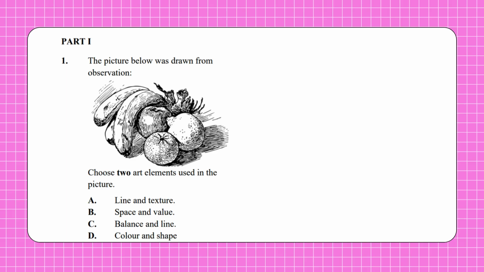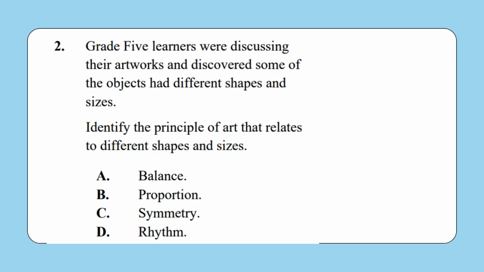One. The picture below was drawn from observation. Choose 2 art elements used in the picture. A. Line and texture. B. Space and value. C. Balance and line. D. Color and shape.